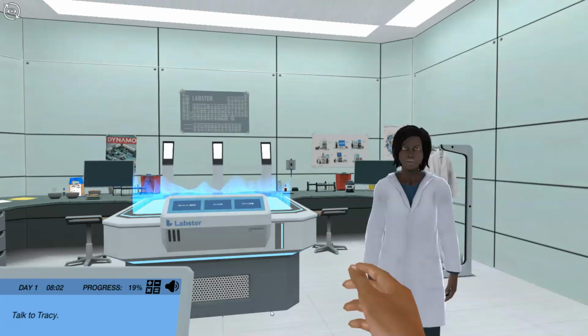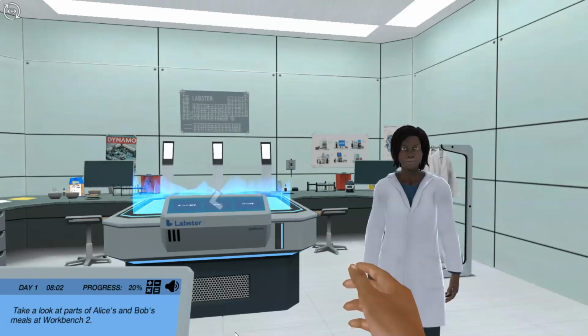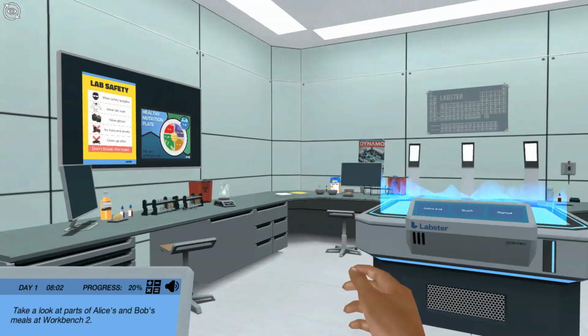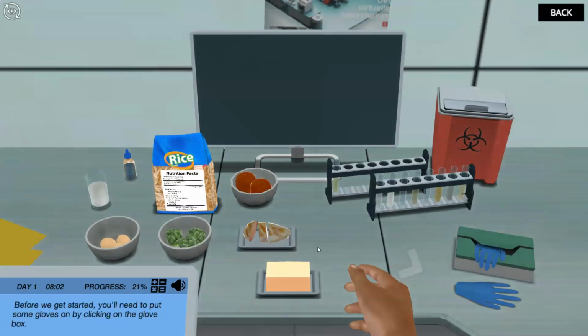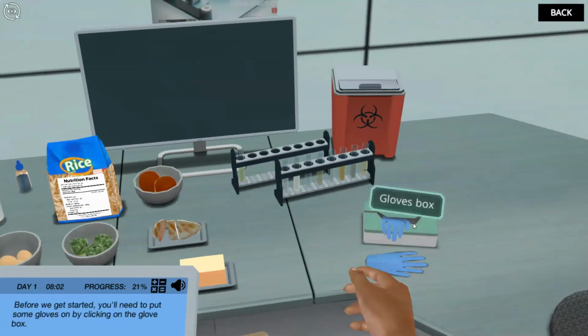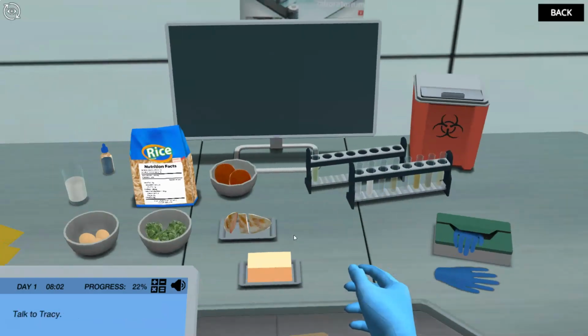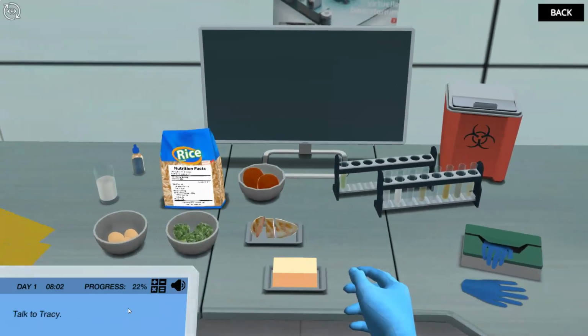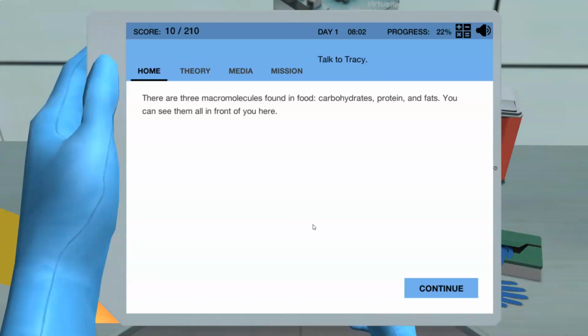Let's start by taking a look at a few different types of food. Take a look at parts of Alice's and Bob's meals at Workbench 2. Before we get started, you'll need to put some gloves on by clicking on the glove box. There are three macromolecules found in food: carbohydrates, protein, and fats. You can see them all in front of you here.